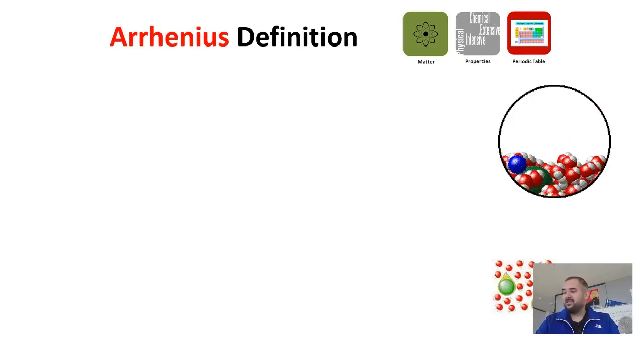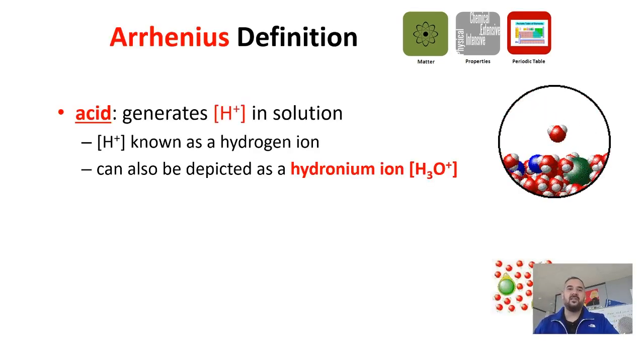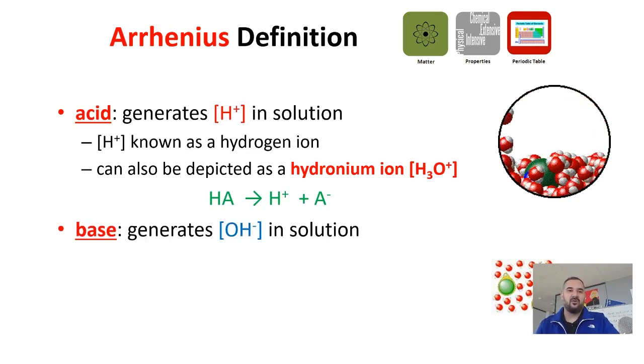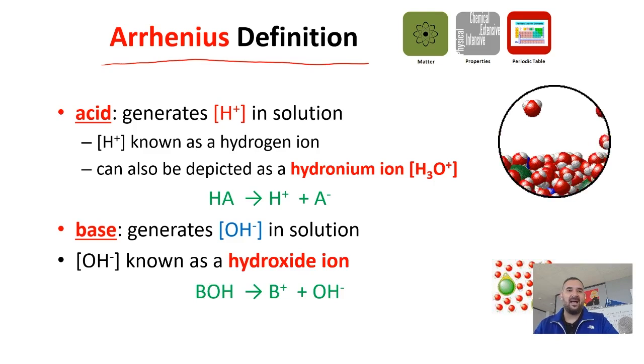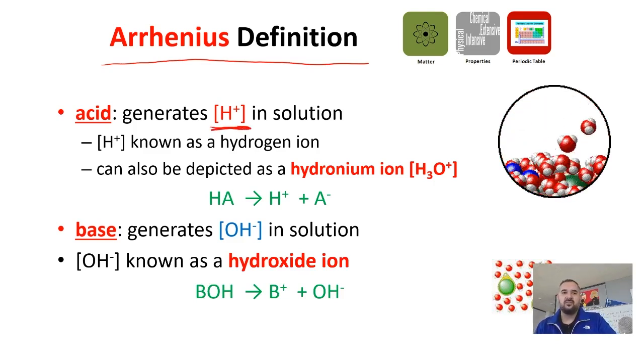All right, so now we're going to get into our definitions. So the first definition you're going to need to write down is Arrhenius's definition. So Arrhenius, this is a scientist, and his definition of an acid is going to be anything that generates H plus in solution. So what does that mean?